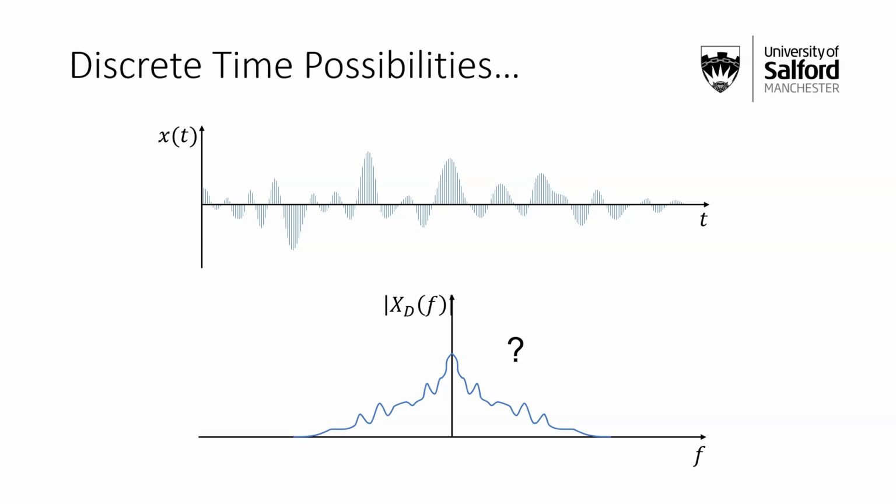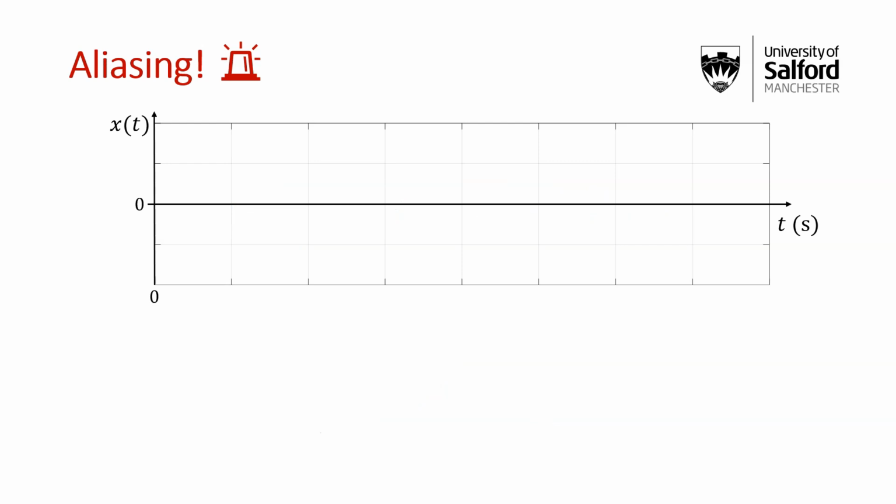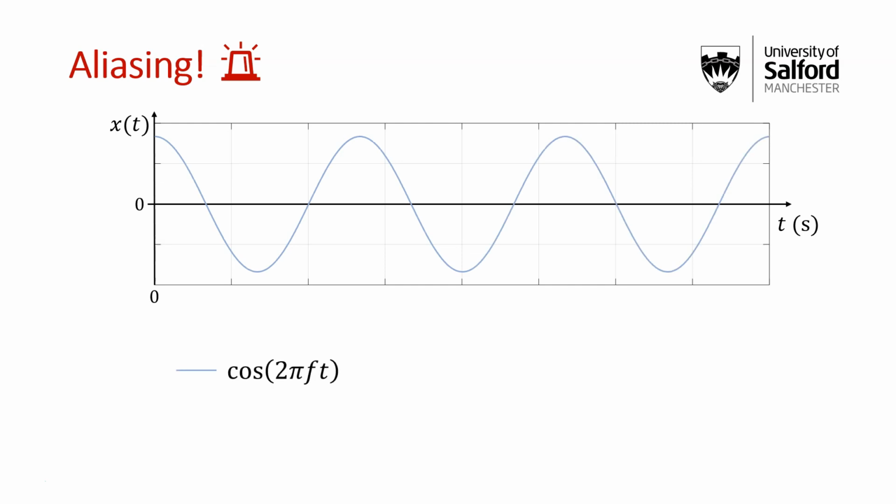So this is going to introduce some ambiguity somehow. And basically what it allows is aliasing. And many of you may have heard of this. So if you take a tone and you sample it, you can find that there's other frequencies that will go through those points. And they have a special relationship.